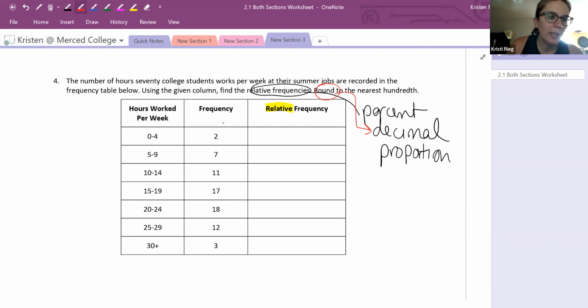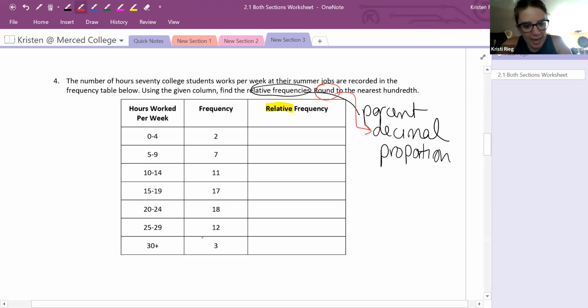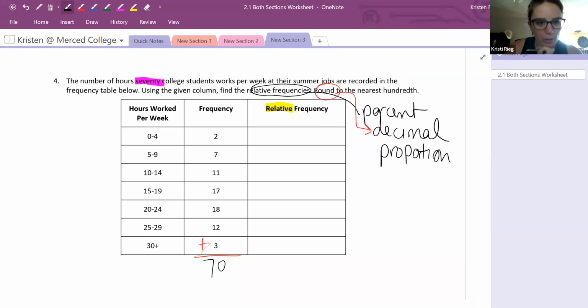So normally we would add this whole column up and see what it equals. However, I don't know if you caught this. As I was reading it, it said they asked 70 college students. So that means there's 70 total. You can add them up if you want to check. I mean, I suppose if it's not 70, I probably just made a typo. 10, 20, yeah, it looks like 70.